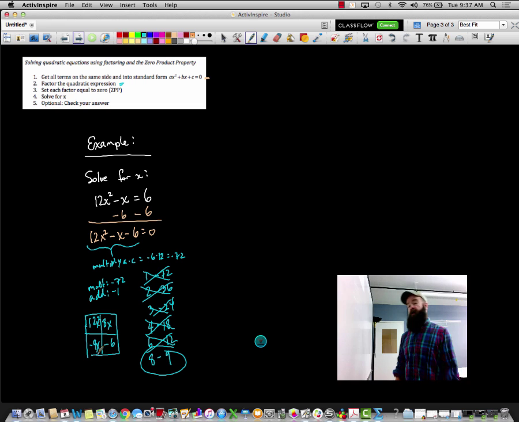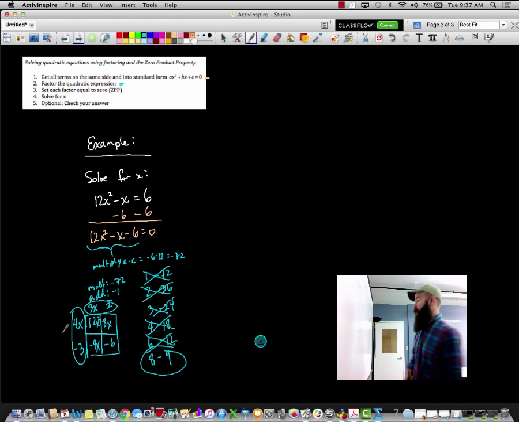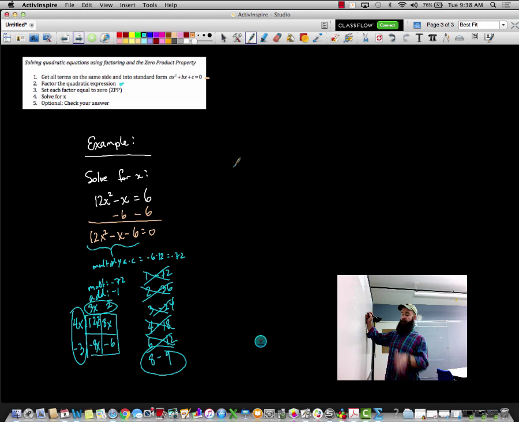12 and 8 have a greatest common factor of 4, and x squared and x have a greatest common factor of x. So the greatest common factor here is 4x. If this is 4x, then for this to be 12x squared, this has to be 3x. And if this is 4x, for this to be 8x, this has to be 2. If this is 3x, for this to be negative 9x, this has to be negative 3. And you can see that 2 and negative 3 do make negative 6. So my factors are here and here. So the factored form of this expression would be 3x plus 2 times 4x minus 3.